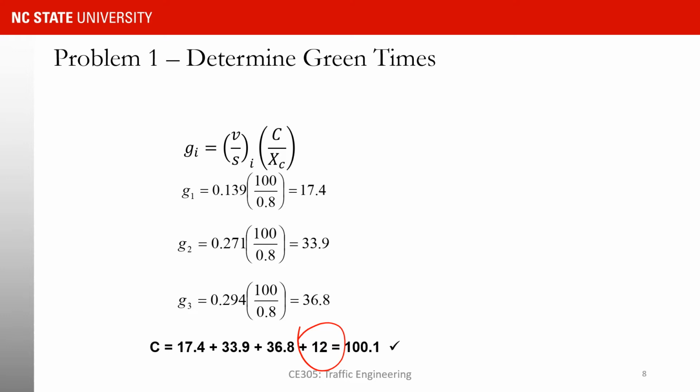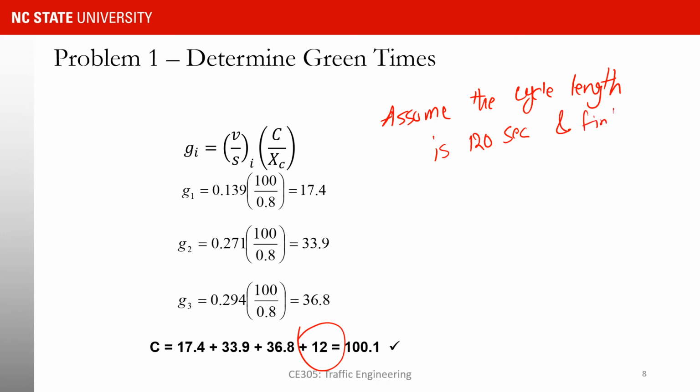Remember, if I ask you to use a different cycle length, and that's what is going to happen on the exam, so if you find minimum cycle length, and then I tell you assume that the cycle length is, for example, 120 seconds, and find G's, then you need to update x sub c.